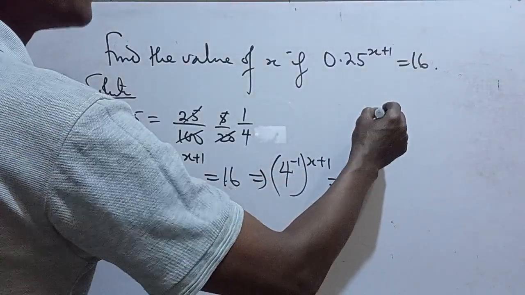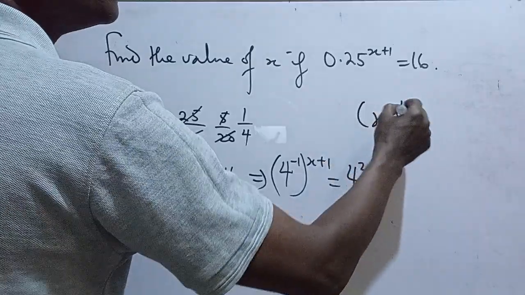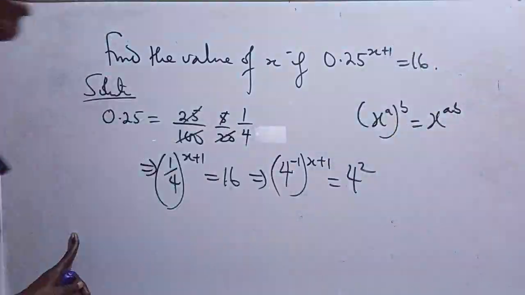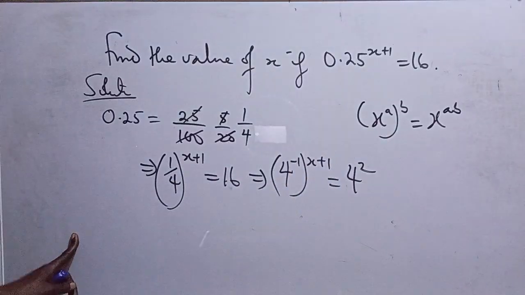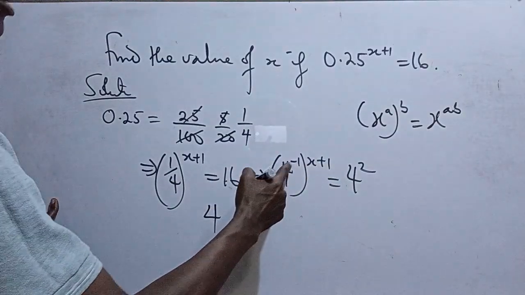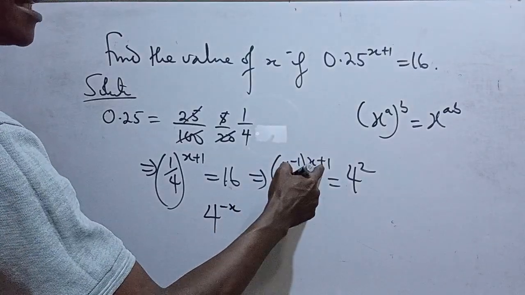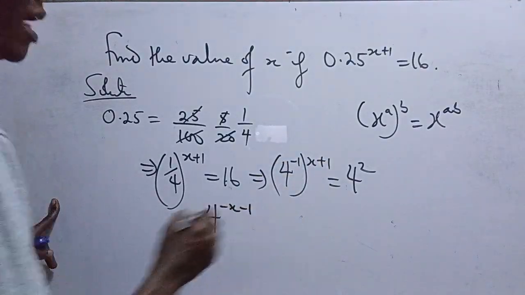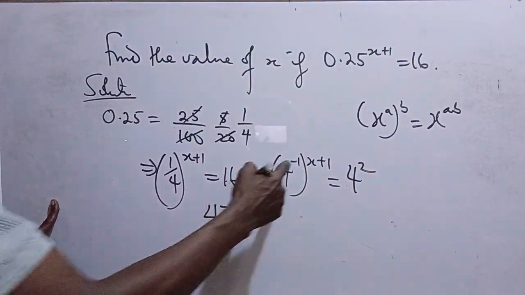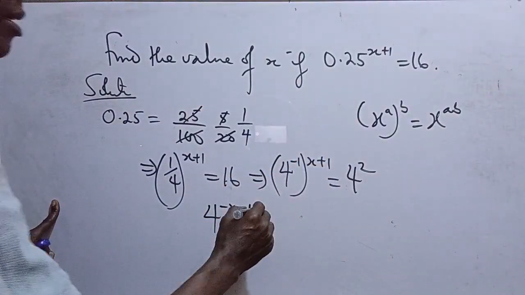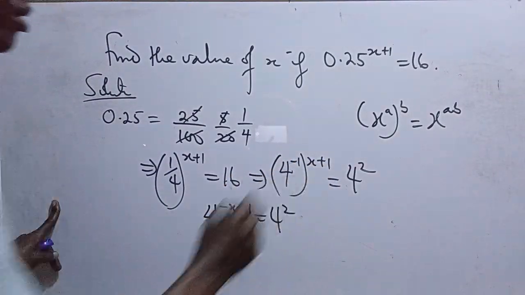Don't forget, if you have x raised to the power a, raised to the power b, in indices, it becomes x raised to the power ab. So we expand the exponent. Minus 1 times x is minus x. Then minus 1 times plus 1 is minus 1. Not minus x plus 1. You are multiplying everything by minus 1. This is equal to 4 raised to the power 2.